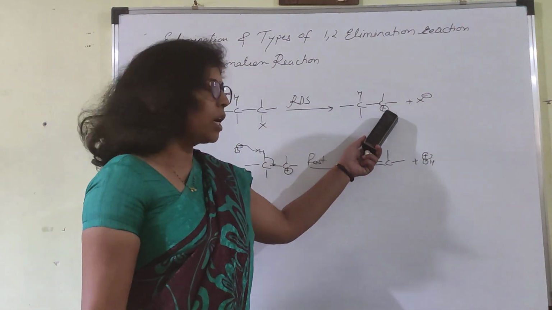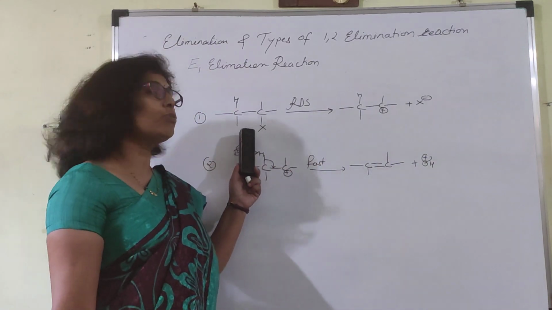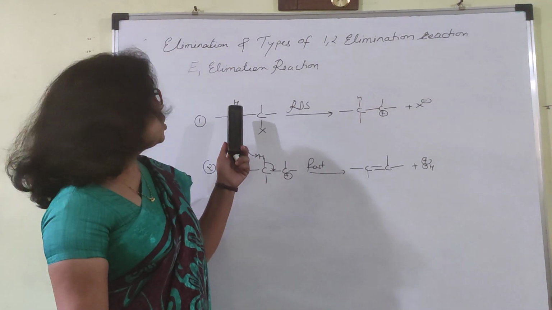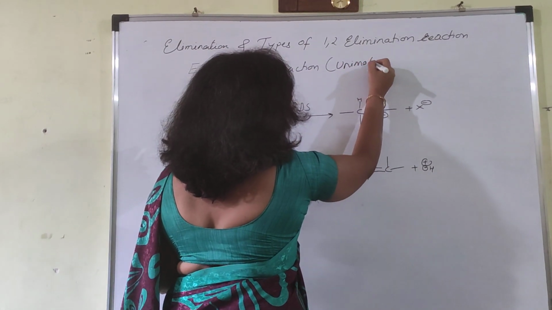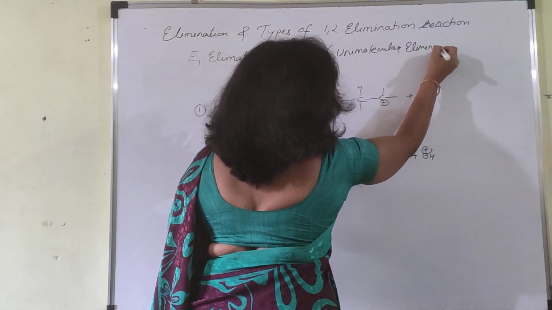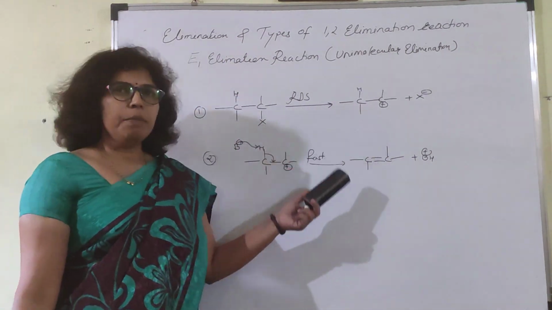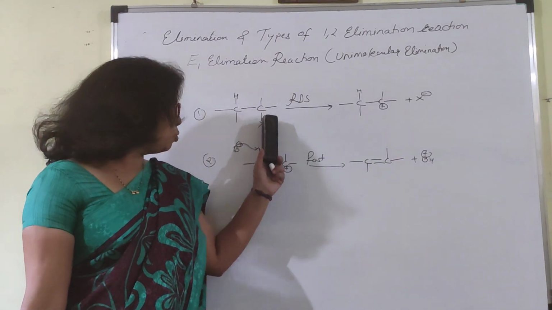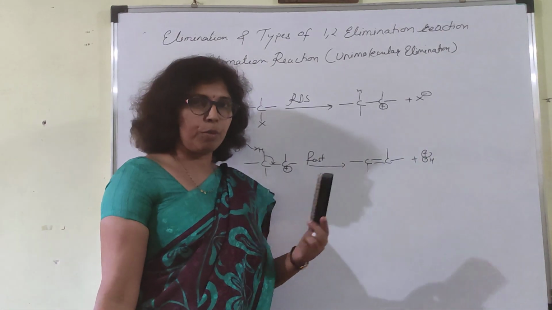In case of E1 elimination, carbocation formation is the rate determination step, and this rate determination step involves only the reactant, so it is called a unimolecular elimination reaction. So this particular mechanism is somewhat similar to that of the SN1 mechanism. It is a 2-step process in which the rate determination step, or the slow step, is the carbocation formation.